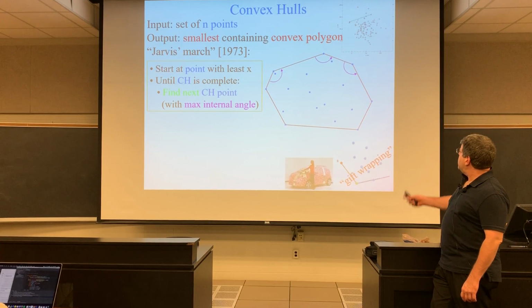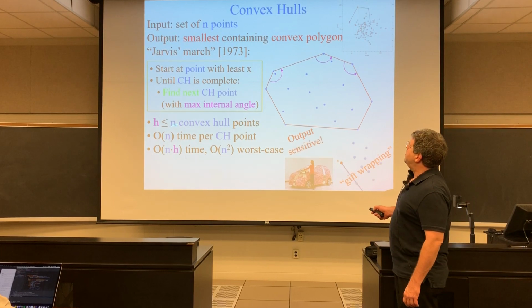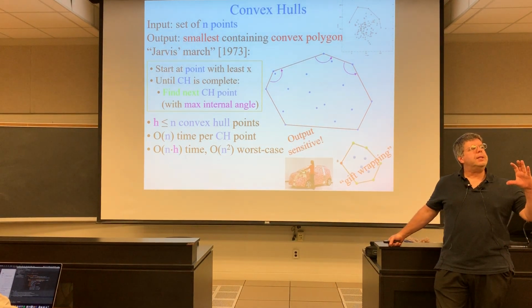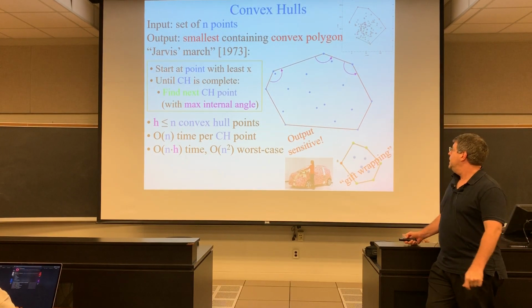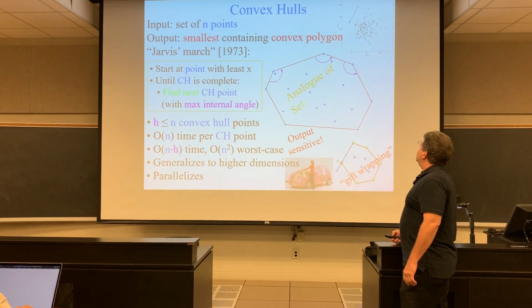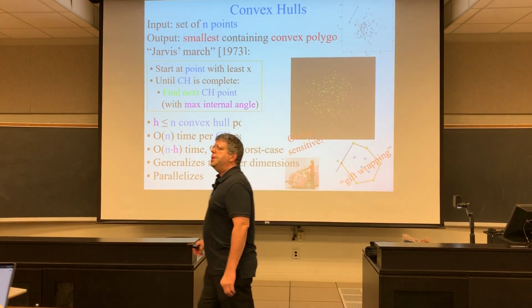And this is sometimes called the gift wrapping method. Its running time is proportional to the number of points times the size of the convex hull that you find. So it's not just input dependent, it's output dependent. So it's great if you only have a few points in a convex hull, and it's the analog of selection sort, basically. And it generalizes to higher dimensions.